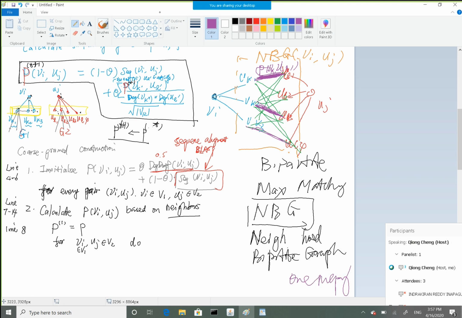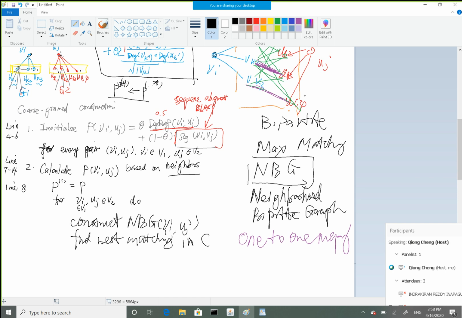And then what they do, they go to here, right? First construct the MBG of VIUJ, and after that, find the best mapping. To build this one, just find the best matching, and put this best matching in the C. And say it is the best matching result. Okay? It's clear? Yes, it is clear.